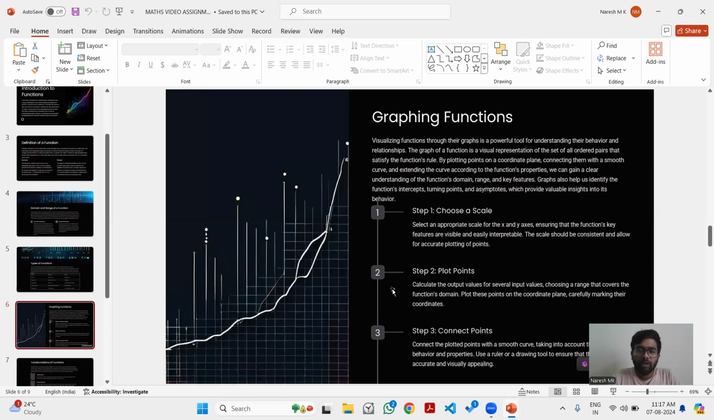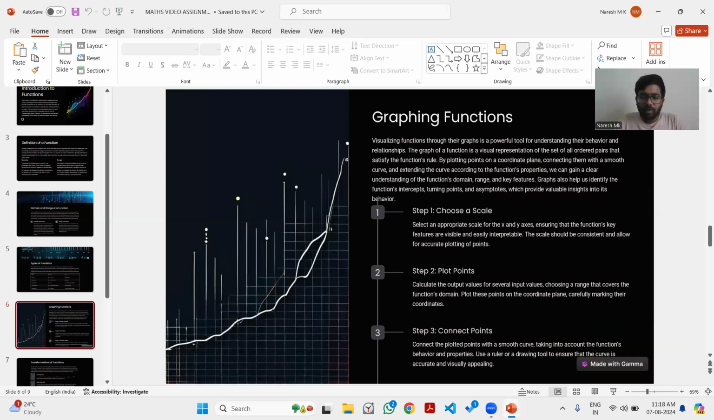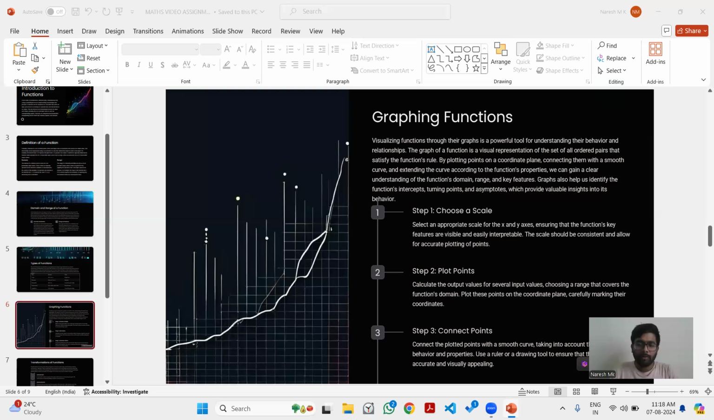Step 1, choose a scale. Select an appropriate scale for the x and y axes, ensuring that the function's key features are visible and easily interpretable. The scale should be consistent and allow accurate plotting of points. Step 2, calculate output values for several input values, choosing a range that covers the function's domain. And third one, connecting points. Connect the plotted points with a smooth curve, taking into account the function's behavior and properties. Draw it to ensure that the curve is accurate and visually appealing.